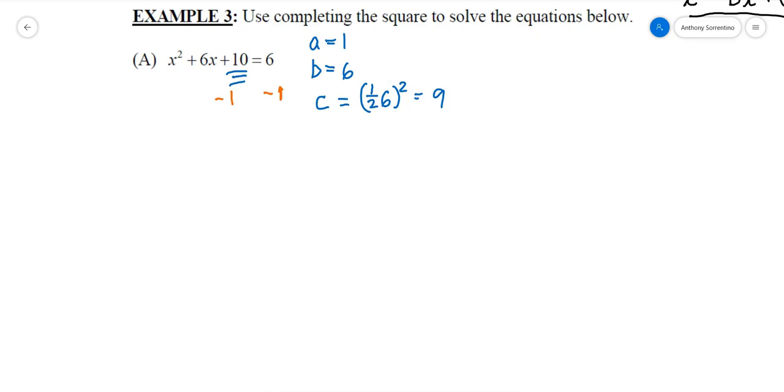So what I can do at this point is rewrite this and say, okay, I'm going to have x squared plus 6x plus 9 equaling 5.